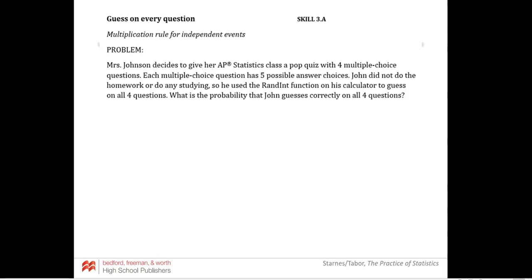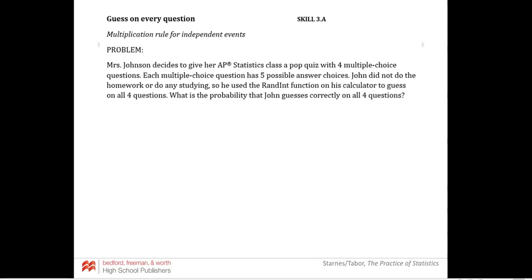Multiplication rule for independent events. Mrs. Johnson decides her AP Stats class gets a pop quiz with 4 multiple choice questions. Each multiple choice question has 5 possible answer choices. John did not do the homework or any studying, so he uses the randInt function on his calculator to guess on all 4 questions. What's the probability that John guesses correctly on all 4?